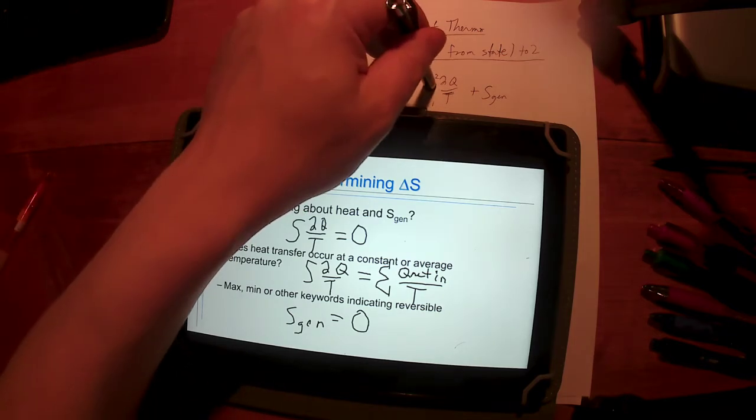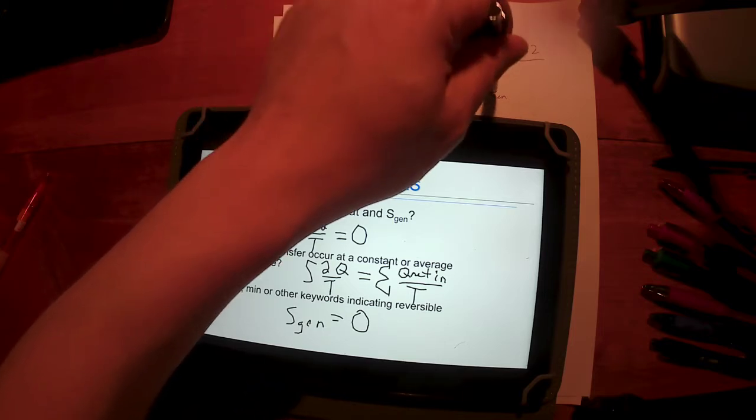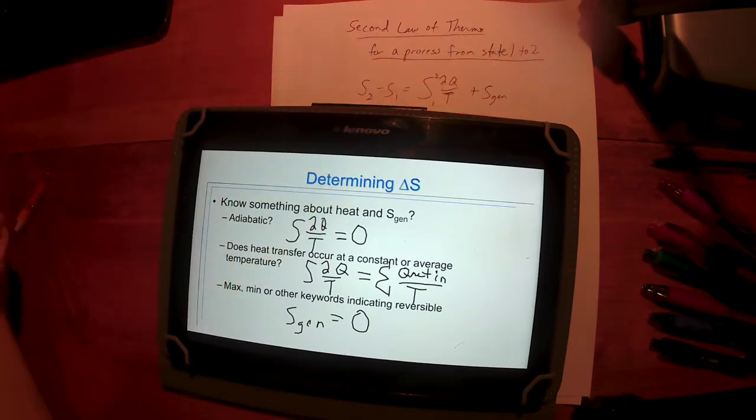This guy is either 0 or it's Q over T, Q in over T, or Q net in over T. And this guy is either 0 or it's what we're solving for, or, in a rare situation, it could be a known quantity that somebody's measured and they're just giving us an actual value.